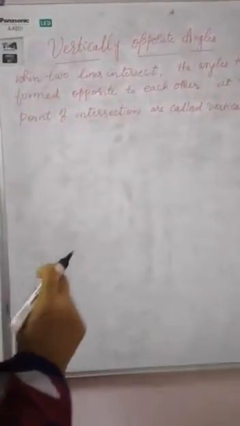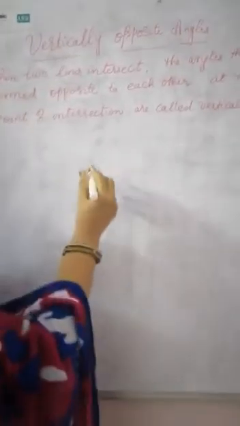Now today's new topic is vertically opposite angles. What is the definition, children? When two lines intersect, the angles that are formed opposite to each other at the point of intersection are called vertically opposite angles.